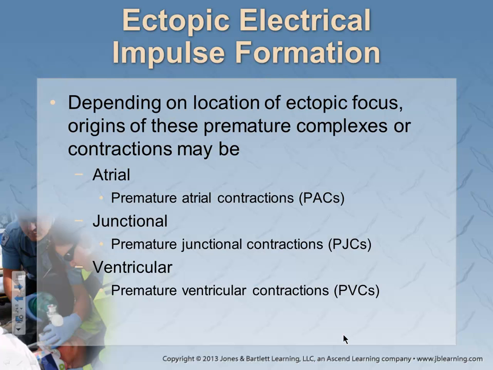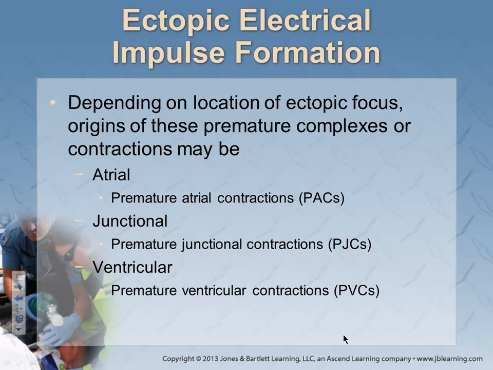So depending on the location, you may have premature complexes from the atria, from the junctional. Where's the junctional at? What's the junction? The AV junction. All right? Or the ventricle. So if it comes from the atria, it's going to be known as a premature atrial contraction. That will be shown sometimes as a QRS, but no P wave.